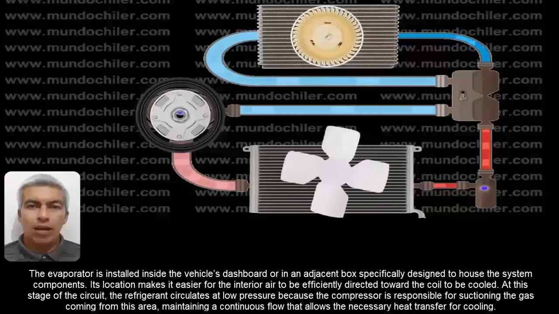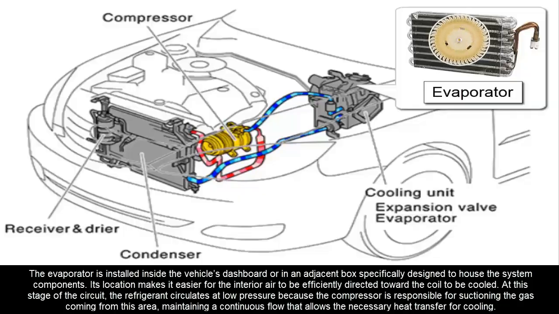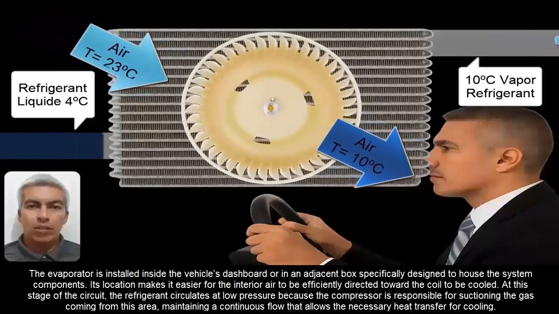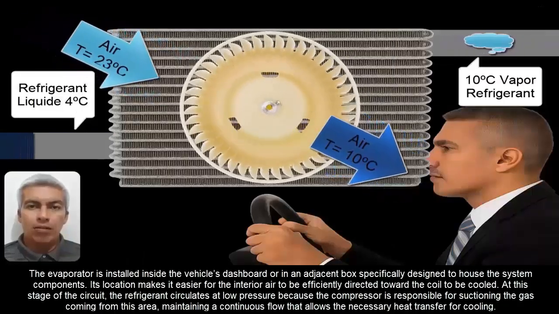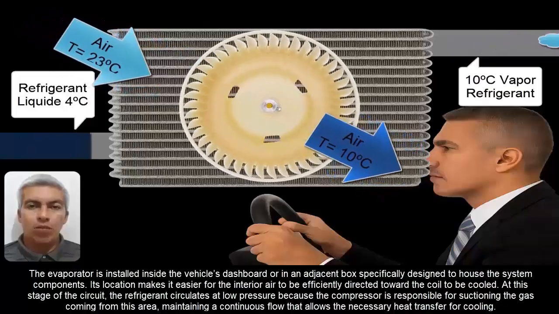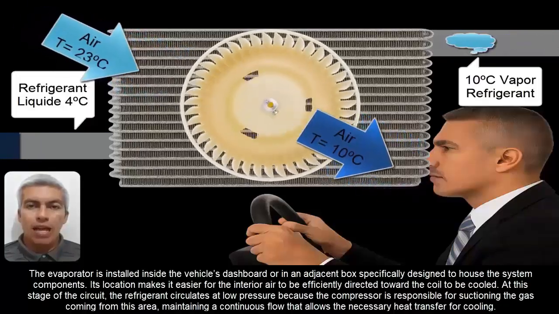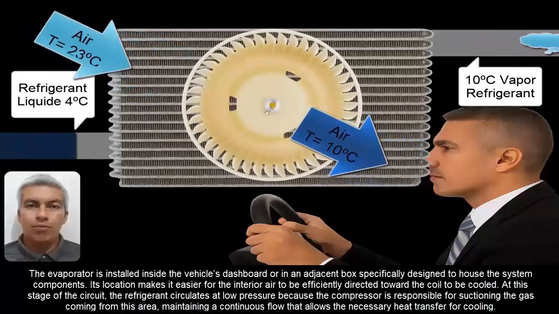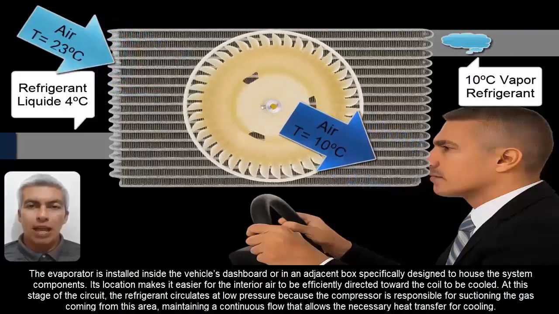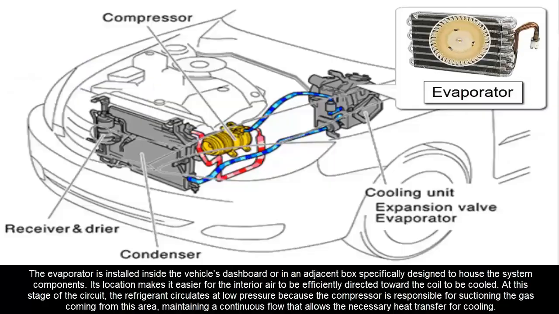The evaporator is installed inside the vehicle's dashboard or in an adjacent box specifically designed to house the system components. Its location makes it easier for the interior air to be efficiently directed toward the coil to be cooled. At this stage of the circuit, the refrigerant circulates at low pressure because the compressor is responsible for suctioning the gas coming from this area, maintaining a continuous flow that allows the necessary heat transfer for cooling.